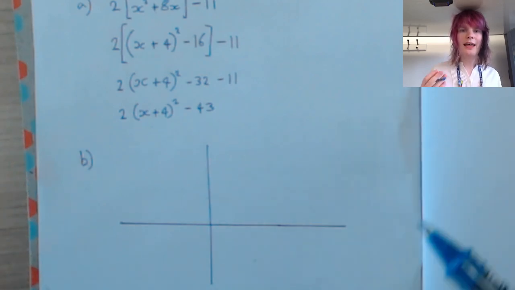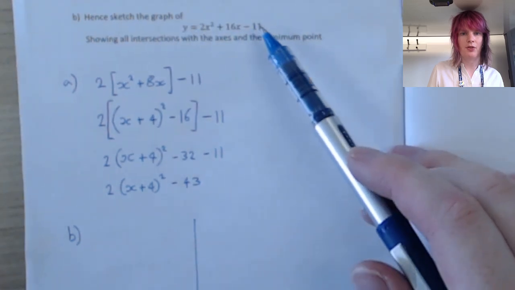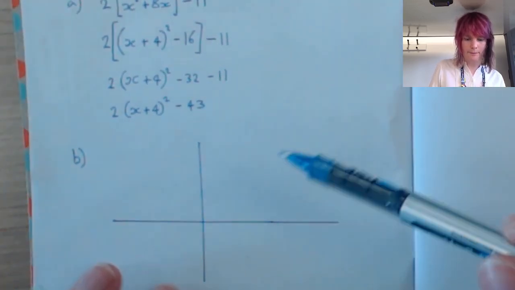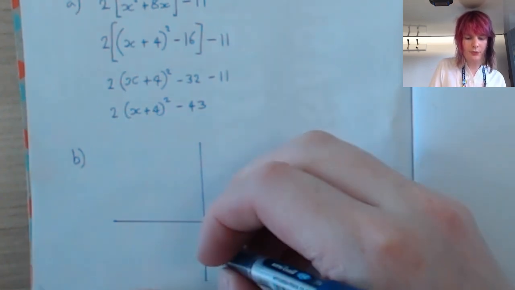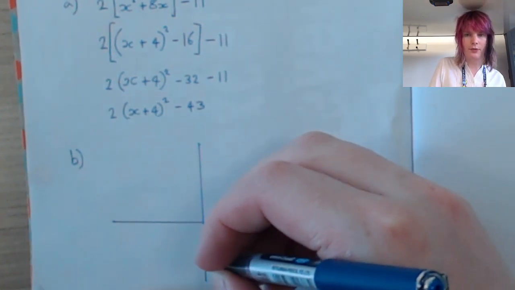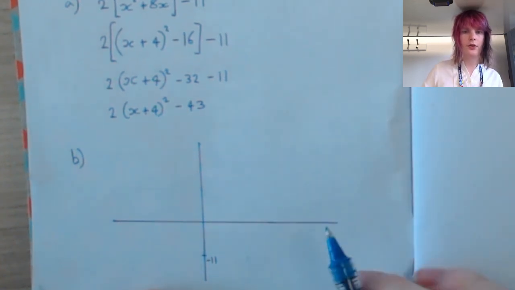First off, we know the y-intercept. So that's going to be this minus 11 here from the original equation. So when x is equal to 0, that's going to cancel out all the x terms. Our y is going to be minus 11. So pop a minus 11 here.